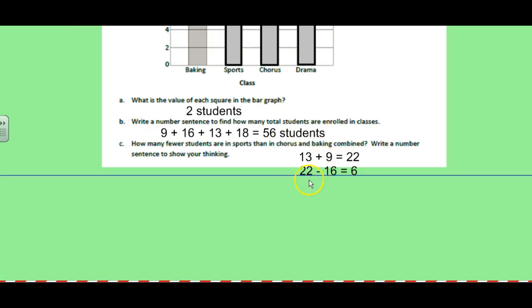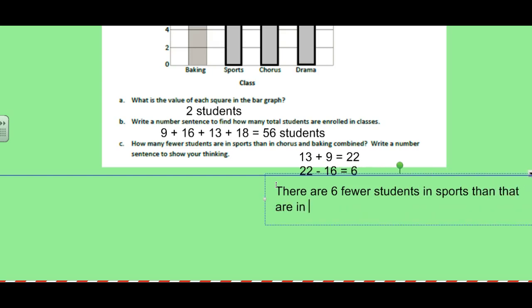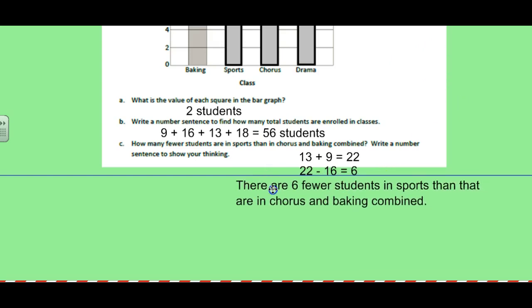So now we always write our answers in sentences. So they were wondering how many fewer students were in sports than chorus and baking. So there are 6 fewer students in sports than there are in chorus and baking combined. Okay, so make sure you have your number sentences and your sentence written so we can move on to the next part of the problem set.